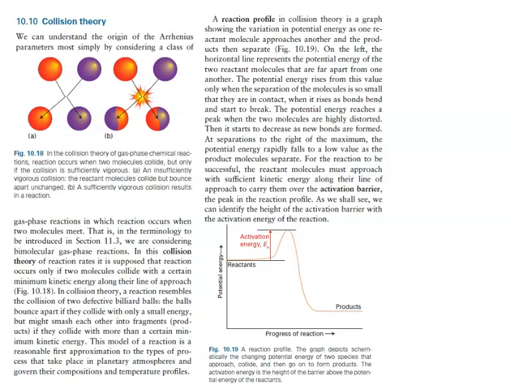At separations to the right of the maximum, the potential energy rapidly falls to a low value as the product molecules separate. For the reactions to be successful, the reactant molecules must approach with sufficient kinetic energy along their line of approach to carry them over the activation barrier, the peak in the reaction profile. As we'll see, we can identify the height of the activation barrier with the activation energy of the reaction.